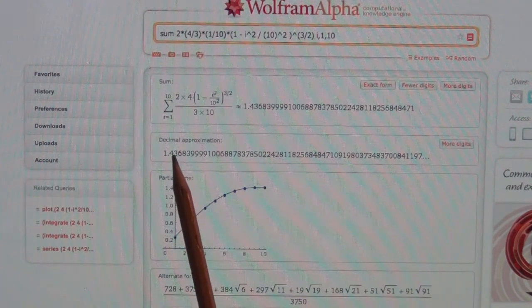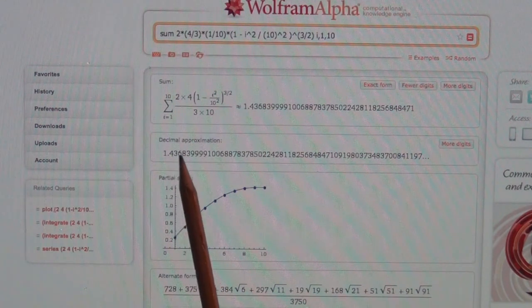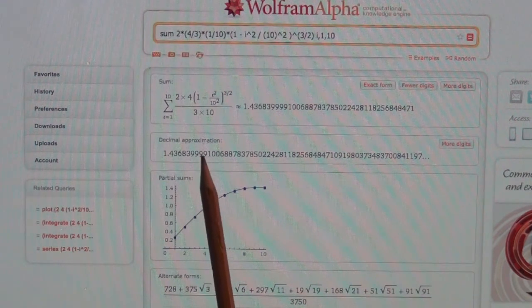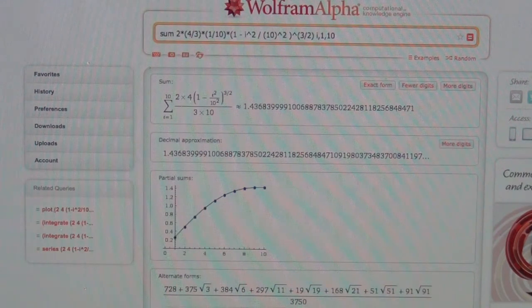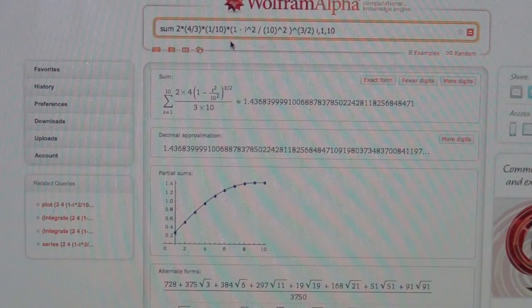I get that the volume without the pi is 1.43. Now, do you recognize the number 1.43? Is that a familiar number? No, not really. It's not like pi or e or anything. So let's go to 100 and see if we start seeing a number that looks at all familiar.